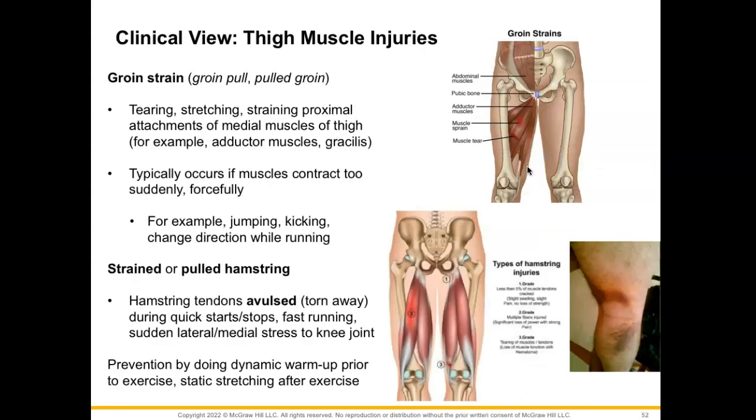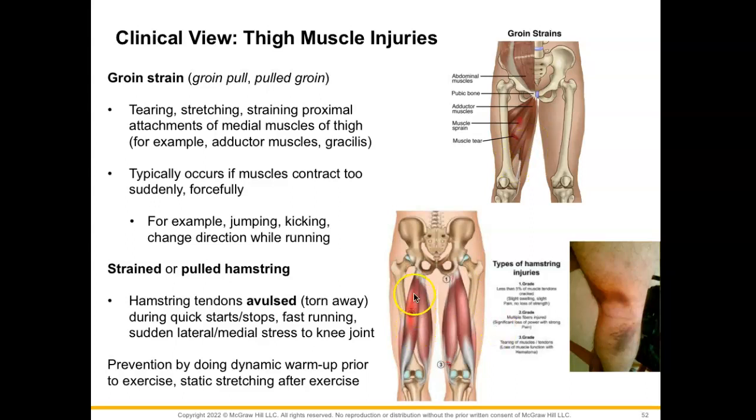Let's do a clinical view here on some thigh muscle injuries. When someone has a groin strain, a groin pull, or a pulled groin, they're talking about a tearing, stretching, or straining of proximal attachments in medial muscles of the thigh. Most commonly it would be the adductor longus muscle. Typically this takes place if that muscle contracts too suddenly or too forcefully all of a sudden, for example, when jumping, kicking, or doing some type of change of direction while running.